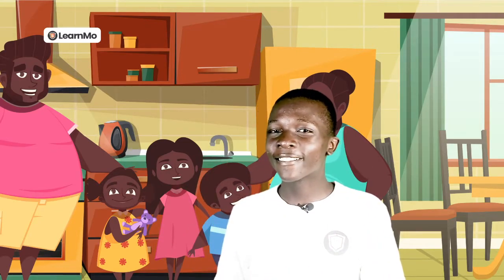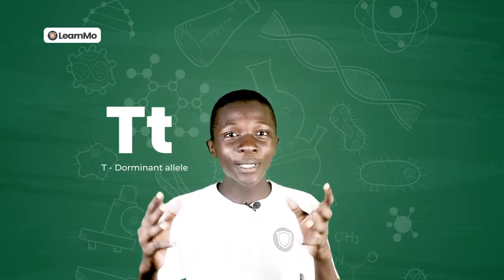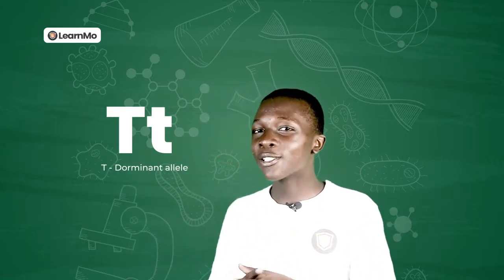Well, a dominant gene is the one that suppresses another gene, while a recessive gene is the one that gets suppressed. For example, in these genes, the capital letter T represents the dominant allele, while the small letter t represents a recessive allele.